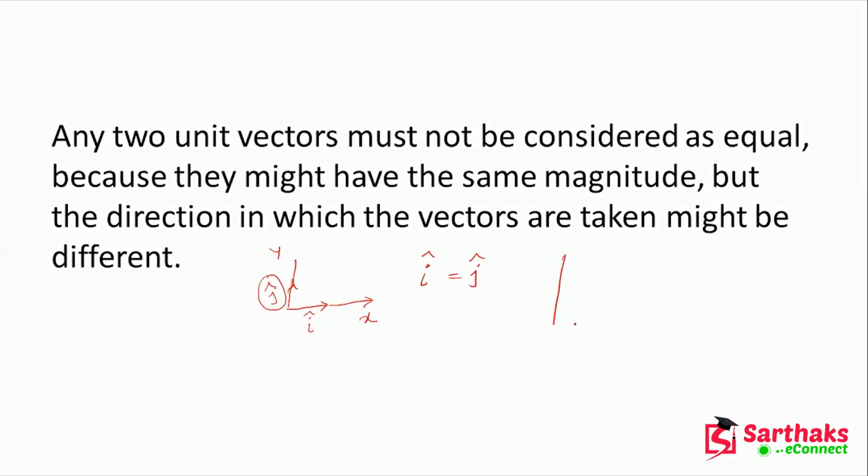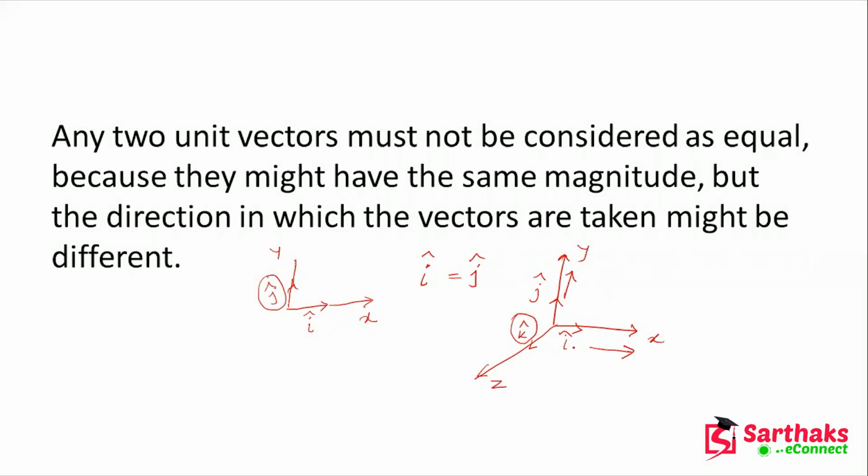So what was the diagram here? Suppose this is the x-axis and suppose this is the y-axis. So this is our i vector and this is our j vector. Both are unit vectors, but you can see from the diagram, this i vector is a unit vector along the x-axis, but the j vector is a unit vector along the y-axis. Similarly, if we take the z-axis, your k cap is also a unit vector.